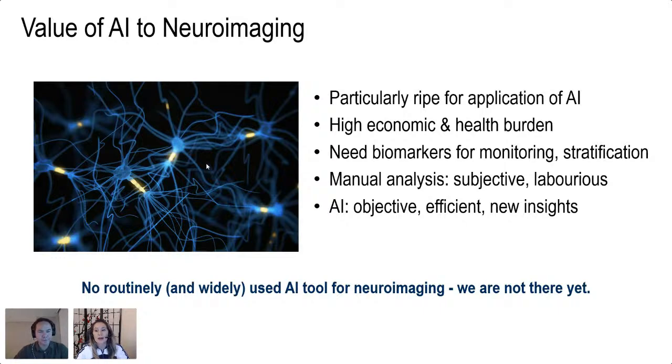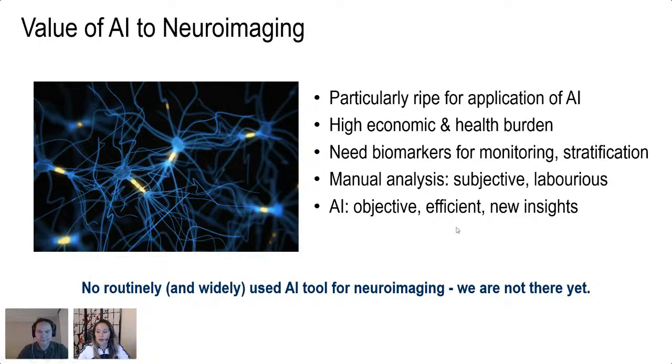So despite the value of AI to neuroimaging, there's no routinely and widely used AI tool for neuroimaging yet. And when I say routinely used, I'm talking by neurologists and neuroradiologists and radiologists. And why? We're just not there yet. There's a lot of excitement about translating these tools, and I believe that these will become commonplace in radiology across the board, but there's still a little ways to go.